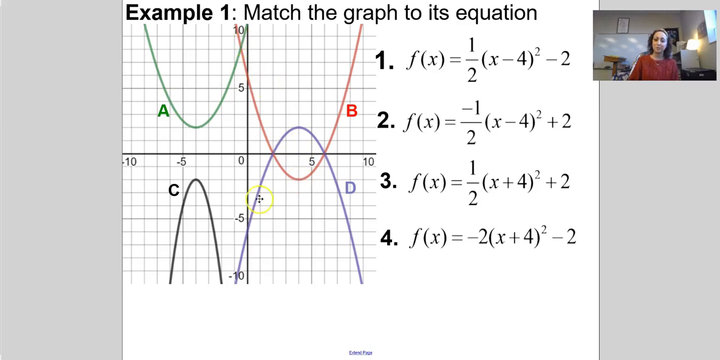Notice that this is also opening up, and your a value here is positive, which matches. So I'm going to match parabola B with equation 1. I'm going to force a pause on the screen. Can you do the other 3 from here?